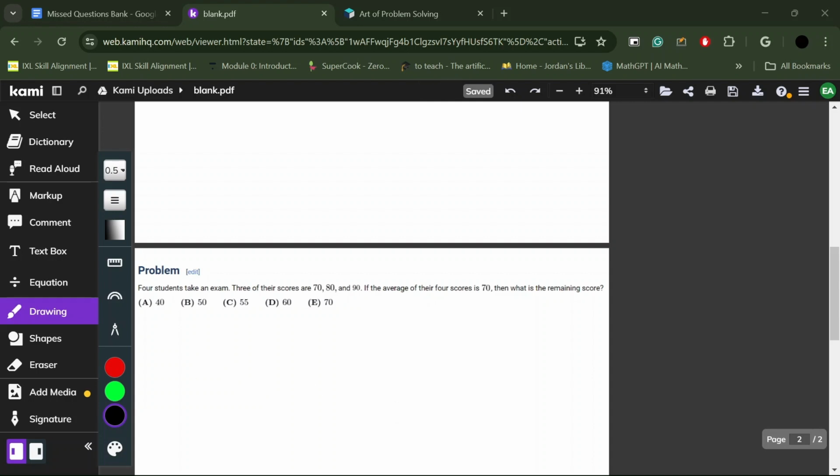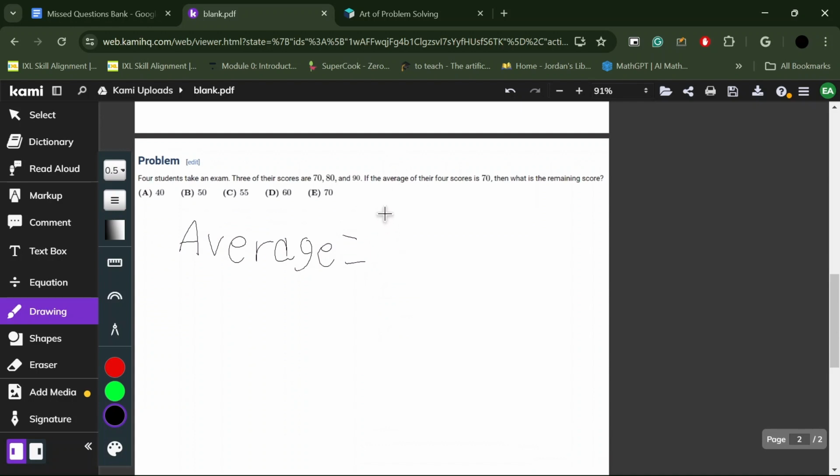4 students are taking an exam. 3 of their scores are 70, 80, and 90. If the average of their 4 scores is 70, then what is the remaining score? Now, what do we know? We know that average is equal to the sum divided by the number of numbers. Now, what do I mean by that?